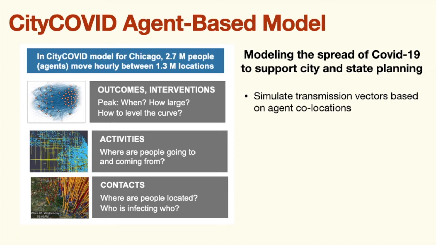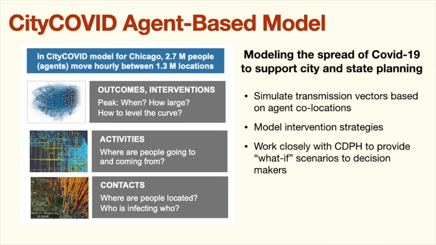It then studies the effects of these activities and co-locations on the infection peak. We also model different intervention strategies and study the effects of these interventions, such as restaurant closings and mask wearing, on the curve. We work closely with the Chicago Department of Public Health, the mayor's office, and the governor's task force to provide various what-if scenarios to decision makers.